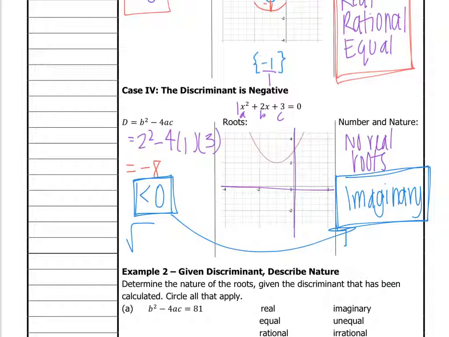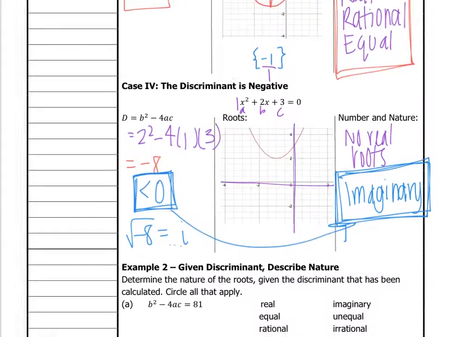Because remember, this is technically under a radical, and under a radical, negatives now turn into i's. So we can change forms if we really wanted to. But here we don't have to. We just have to recognize if the value is less than 0, then it gives us imaginary roots.